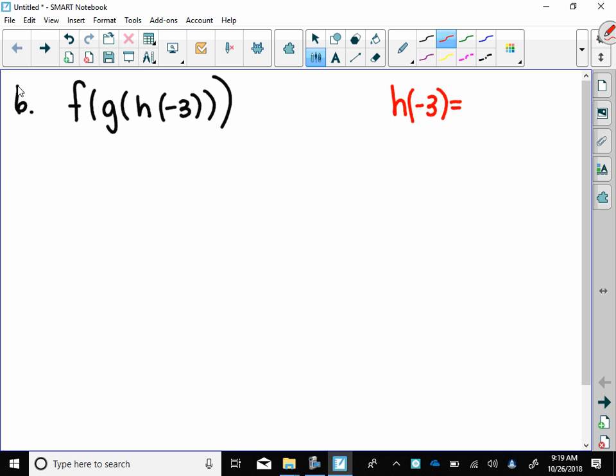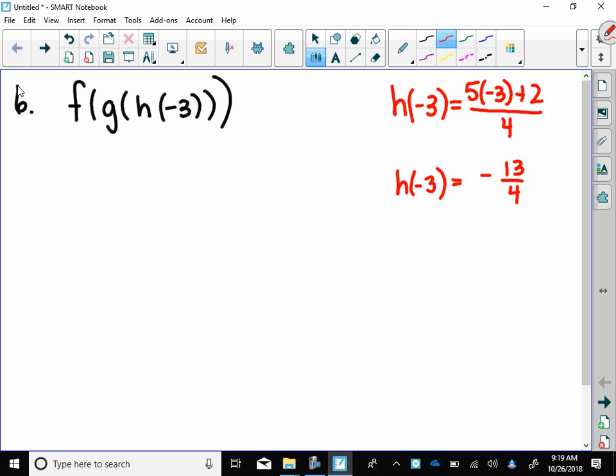So I'm going to go to the function that's labeled h, 5x plus 2 over 4, and I'm going to replace x with -3. So 5 times -3 plus 2 is -13 over 4. So that's h of -3.